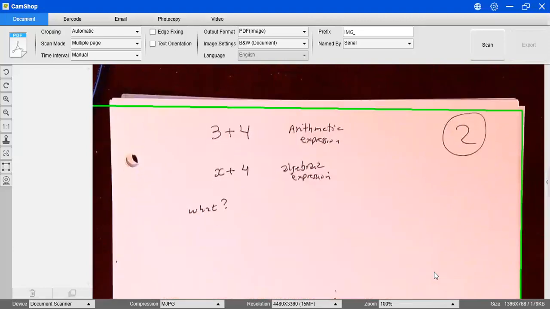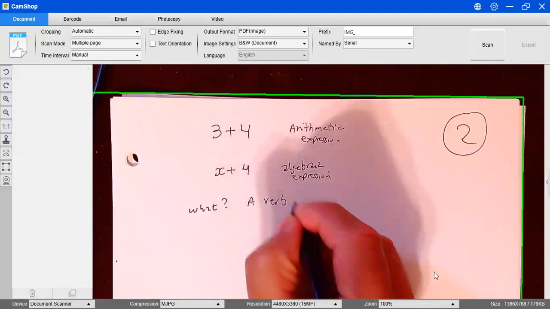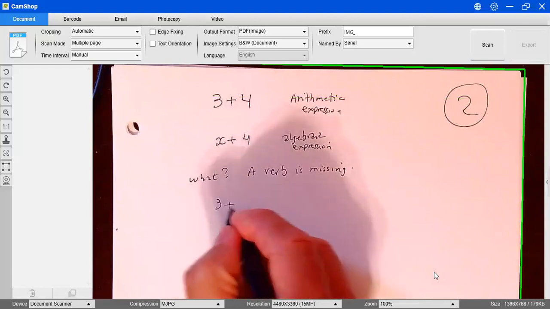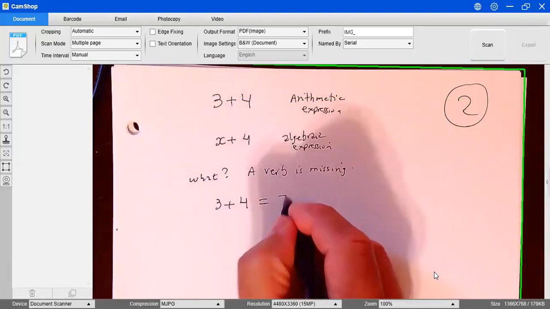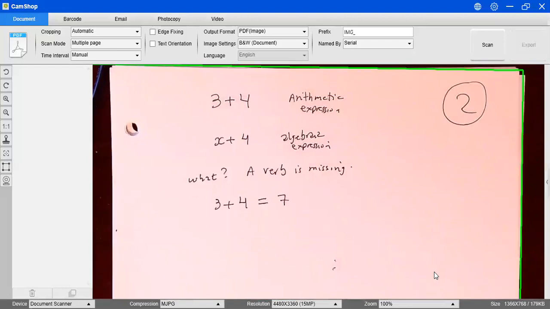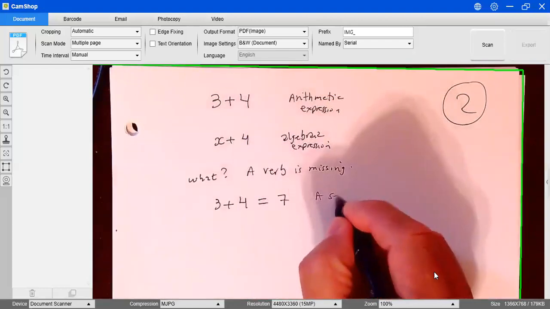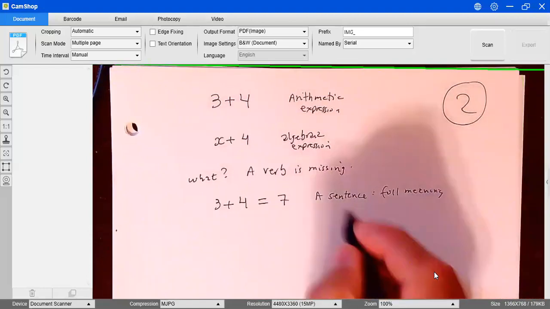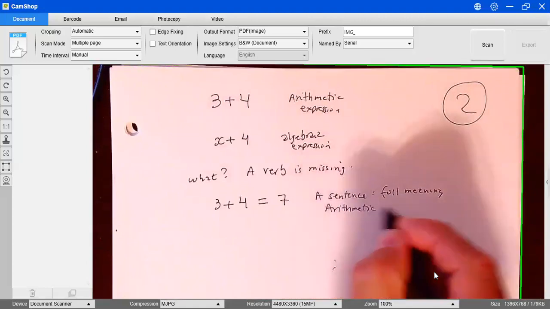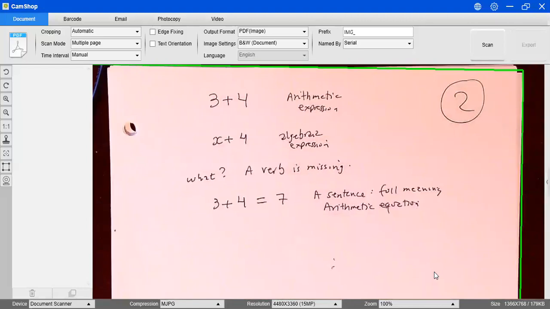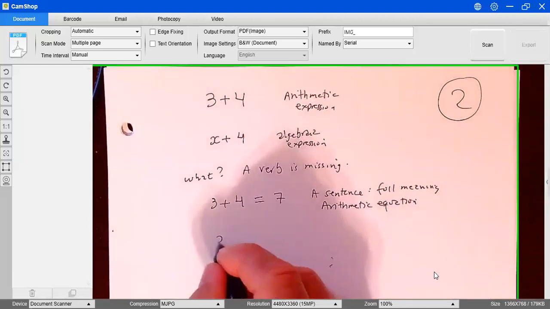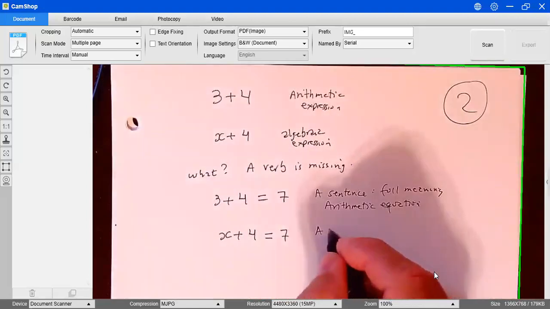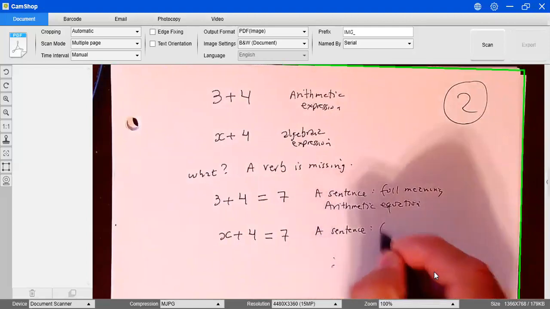So we are missing a verb. So a verb is missing. When you say 3 plus 4 equals 7, then this is a sentence, right? This is a sentence, so you have full meaning. This is an arithmetic equation, full meaning. You can also say x plus 4 equals 7. That's another sentence, so there is a full meaning.